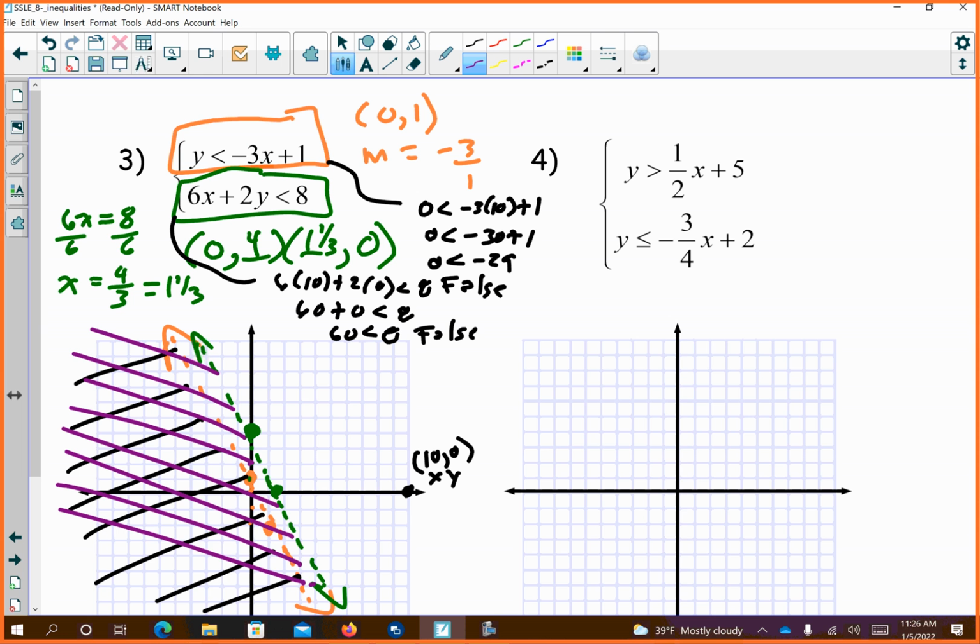does my overlap happen in between or far to the left? Far to the left. So my solution lives over here on the left side of the orange. It doesn't live in between them. It lives on the far left side. So if I picked a point over on that very far left side, excuse me, I would get a true statement if I plugged it into my original inequalities.